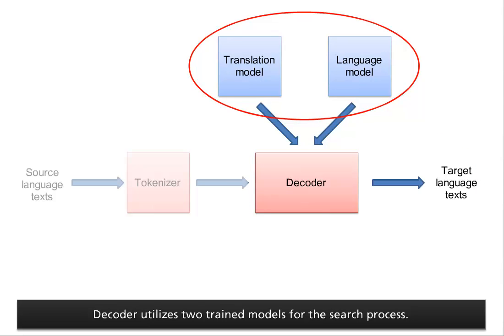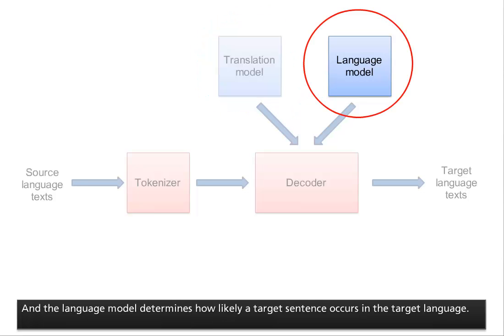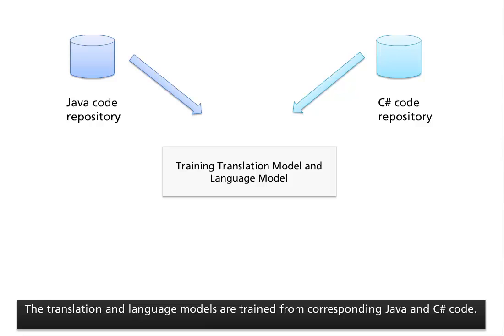Decoder utilizes two trained models for the search process. The translation model determines how likely a source sentence and a target sentence have co-occurred in the corresponding texts. And the language model determines how likely a target sentence occurs in the target language. The translation and language models are trained from corresponding Java and C# code.